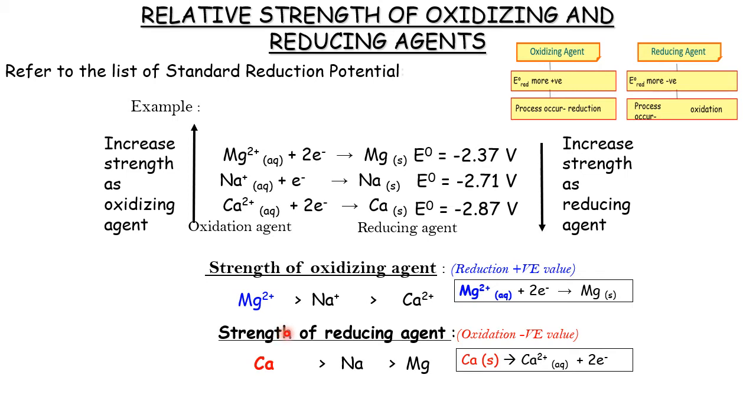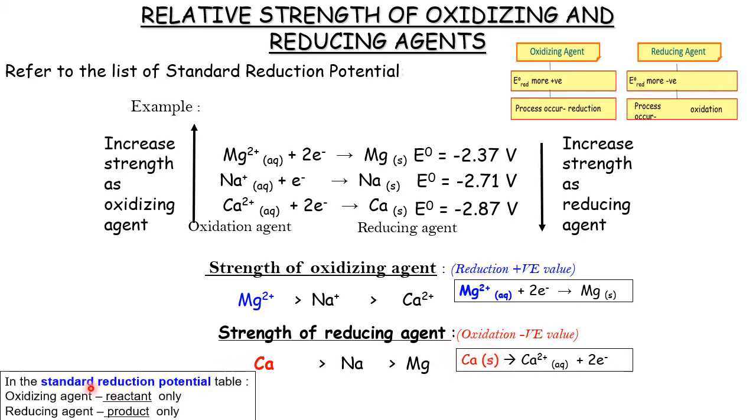Then if we compare in terms of standard reduction potential, how are we going to determine which one is oxidizing agent and which one is reducing agent? Because you have to take note, if the question asks about strength of reducing agent, if you write down Ca2 plus, right, it's wrong. It's wrong because Ca2 plus over here is undergo reduction. If undergo reduction means it is a oxidizing agent. But now we look at strength of reducing agent. Reducing agent meaning that the reaction must undergo oxidation. So calcium is the reducing agent.